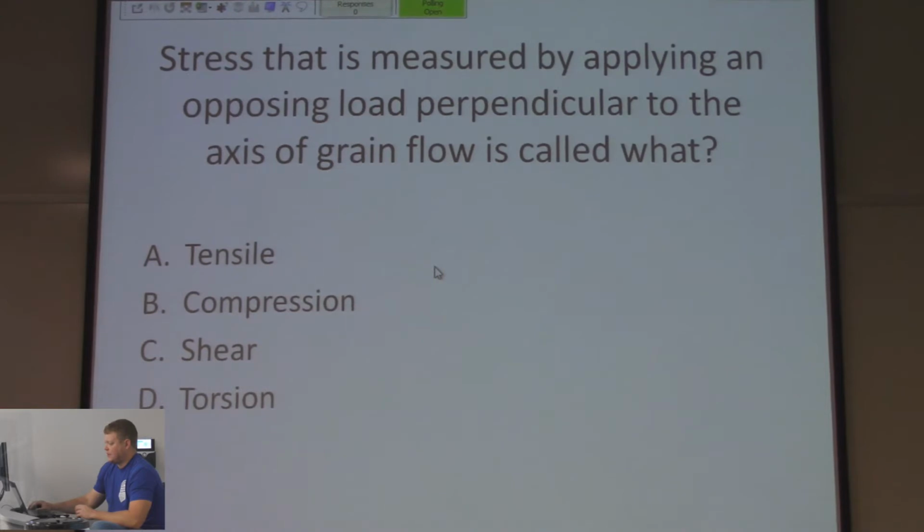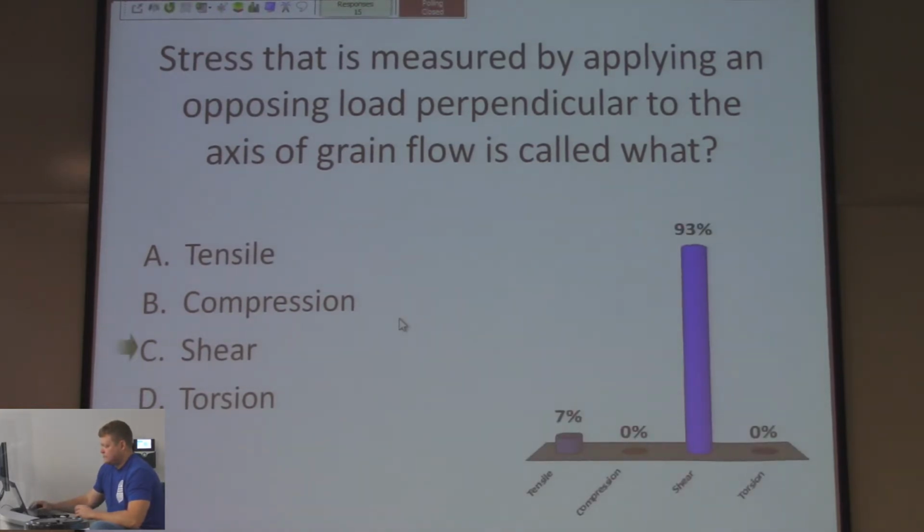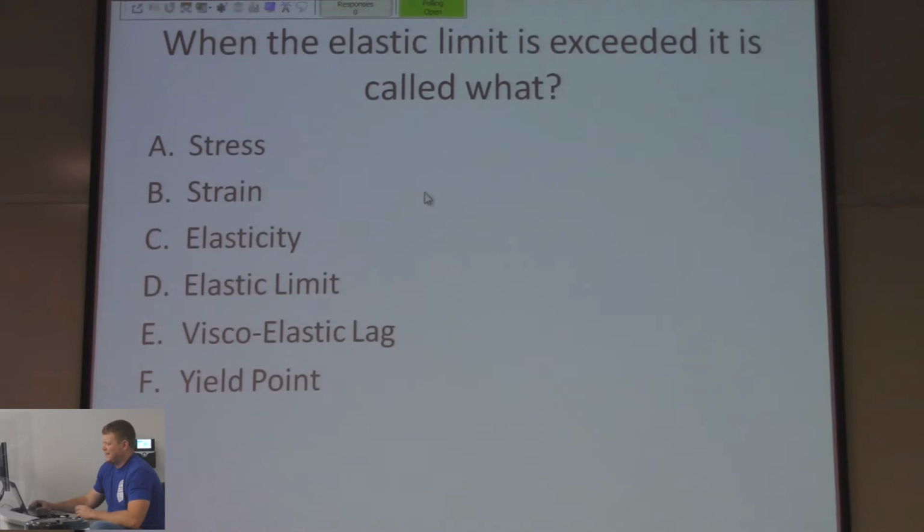Stress that is measured by an opposing load perpendicular to the axis of grain flow is called what? Tensile, compression, shear, or torsion. 93% of you are correct. It is shear stress. When the elastic limit is exceeded, it is called what?